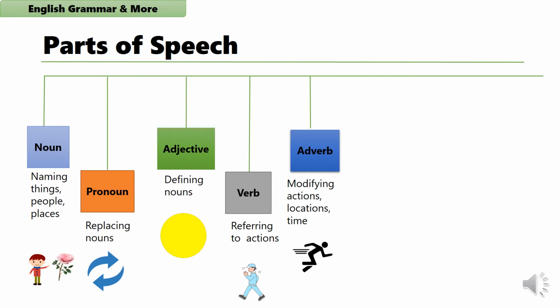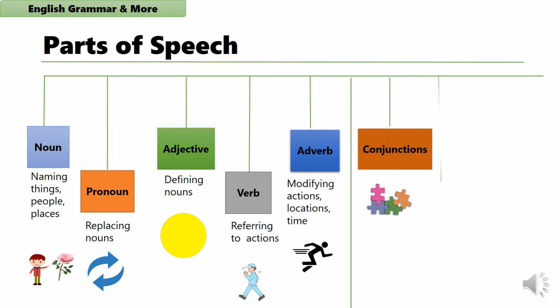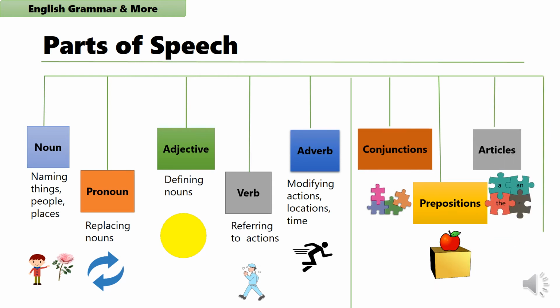For example, fast. In addition to these main parts of speech in English, there are also auxiliary parts of speech, which include conjunctions, prepositions, articles, interjections, and I'll talk more in detail about them in the upcoming videos.